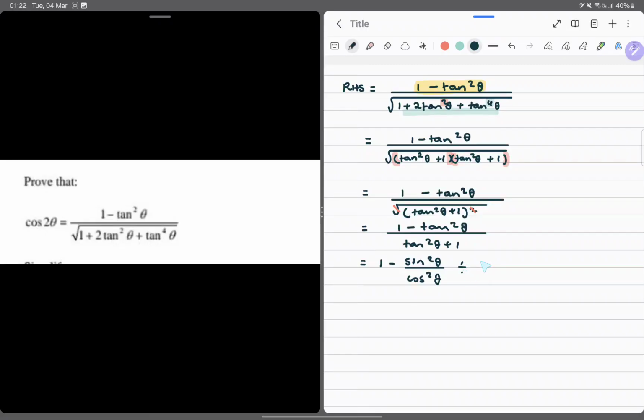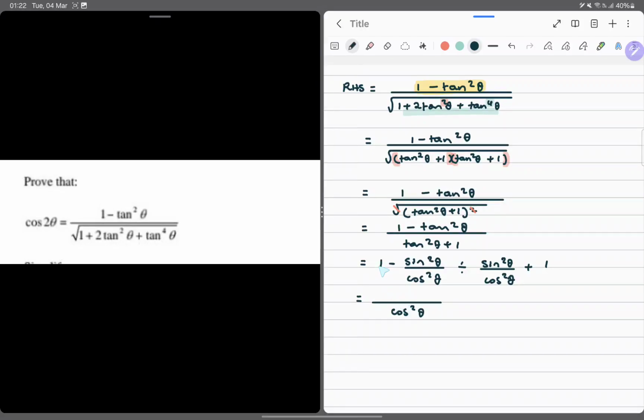Then we say divide by tan, which is nothing but sine squared theta over cos squared theta. That's the denominator there, plus 1. Okay, so we are winning. So on the left hand side, we look for the common denominator, which is cos squared theta.